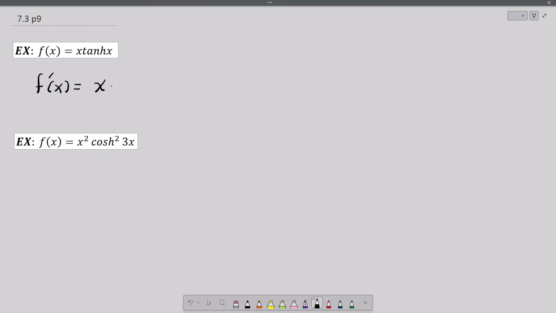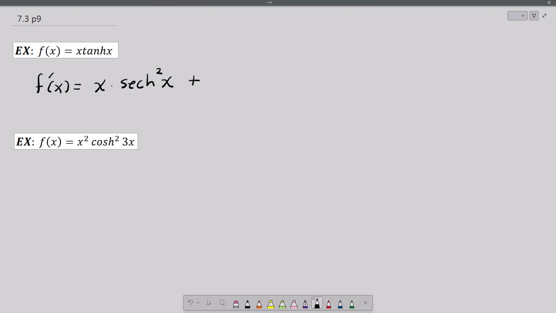So first, the derivative of tanh is sech squared. This is one of the primary three: sinh, cosh, tanh. Derivatives are all positive. The derivative of tangent is secant squared, so this is going to be parallel and it's going to be positive. So first derivative second.